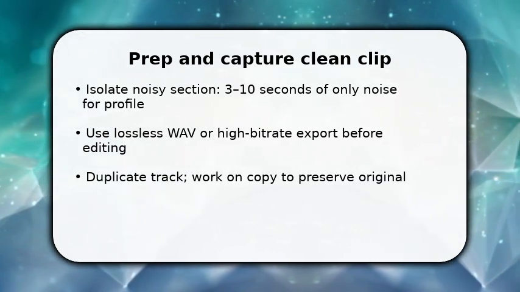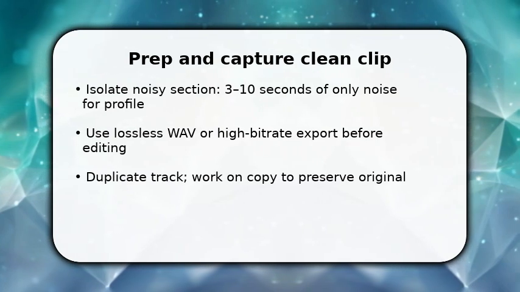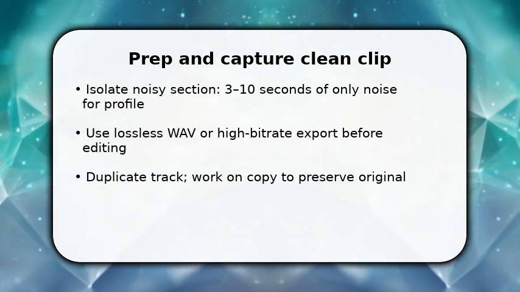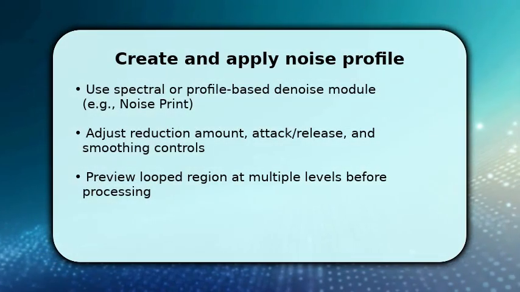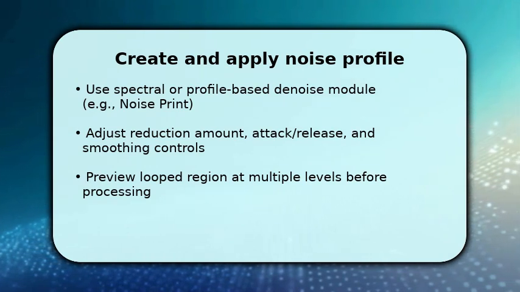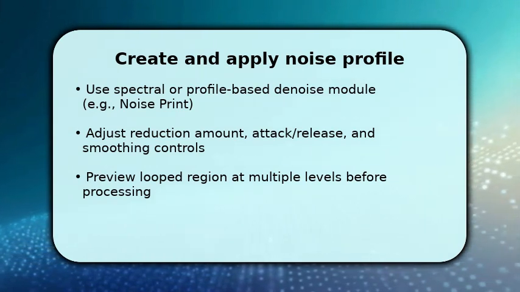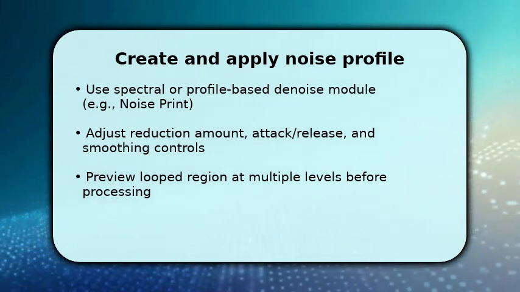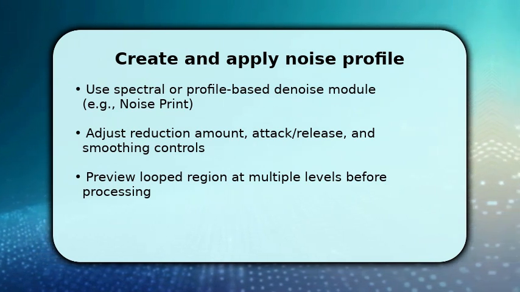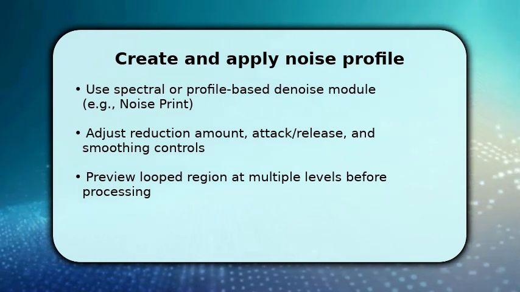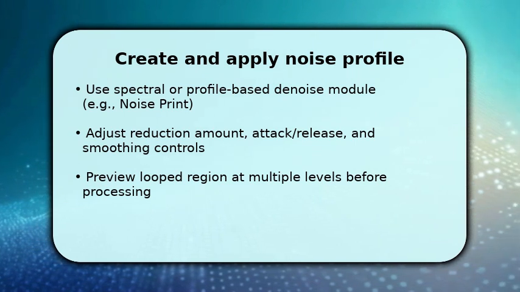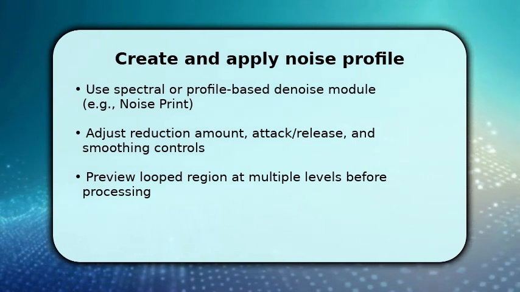You now generate the noise profile and apply it conservatively. In your noise reduction tool, capture the noise print from the sample, then apply reduction with moderate strength. This removes noise while preserving transients. Adjust attack, release, and smoothing to avoid pumping or warbling artifacts. Lower attack for fast noise, longer release for steady hum.